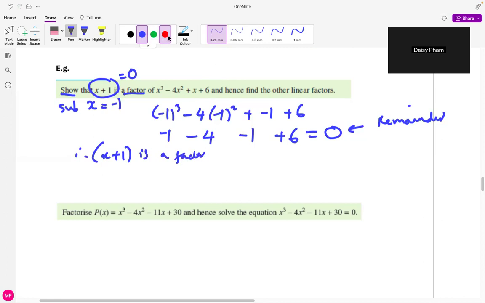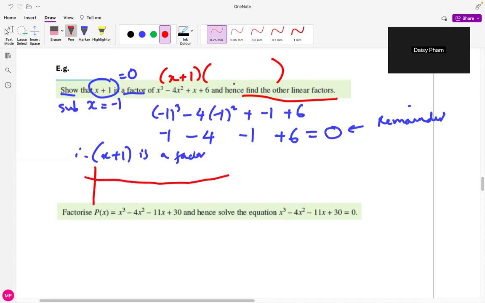Now, the second part of the question is to find the other factors. So you know this cubic can be written as x plus 1 times something that I don't know. How do I know what is inside? One method is the table method, long division, to figure out the quotient here. So here I have 1, negative 4, 1, and 6. I write here 1, negative 4, 1, and 6. I divide by x plus 1, so I write that as x equals negative 1.